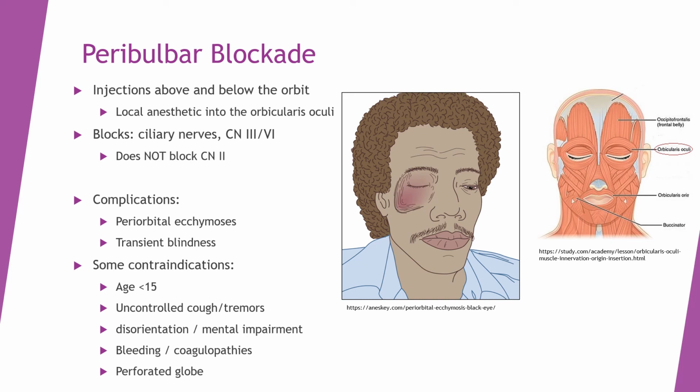Several contraindications directing us away from performing peribulbar blockade in a patient is if the patient is under 15 and they have uncontrolled cough or tremors, if the patient is also disoriented or has a mental impairment, we would stay away from the blockade, bleeding or coagulopathy, or if this is a surgery of a perforated globe, then there will be no peribulbar blockade performed.